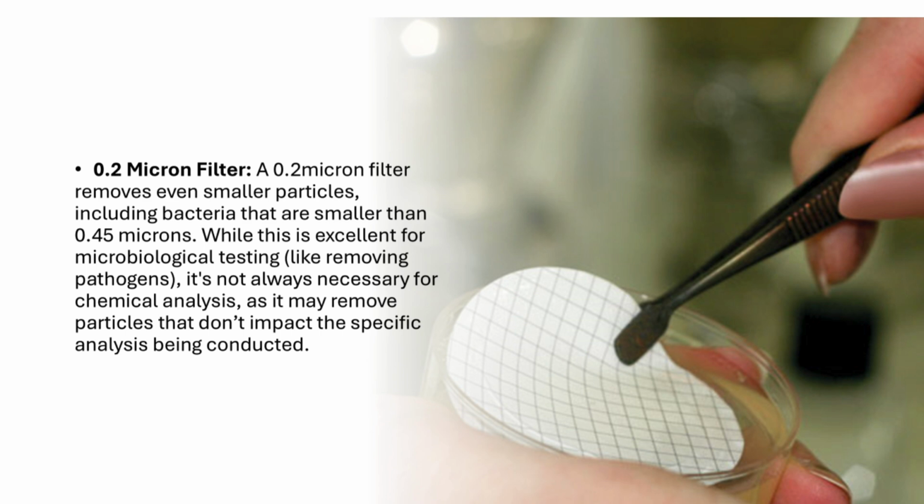For 0.2 micron filter, a 0.2 micron filter removes even smaller particles, including bacteria that are smaller than 0.45 microns. While this is excellent for microbiological testing, like removing pathogens, it's not always necessary for chemical analysis, as it may remove particles that don't impact the specific analysis being conducted.